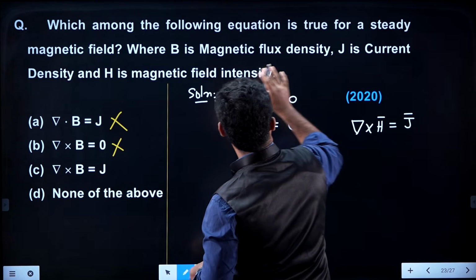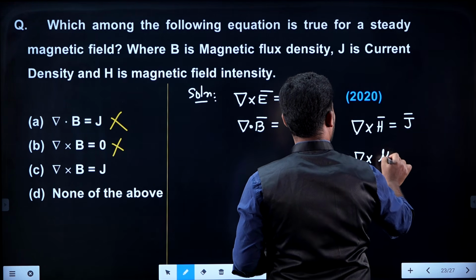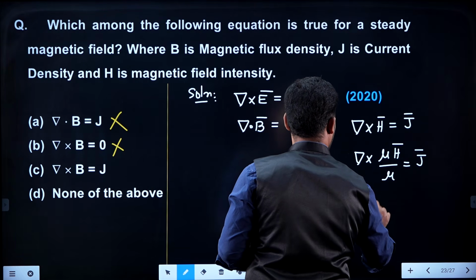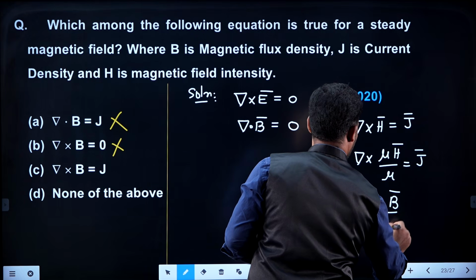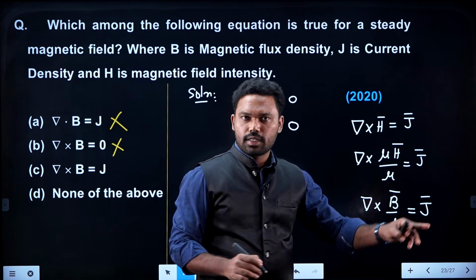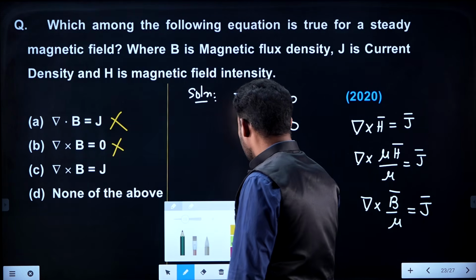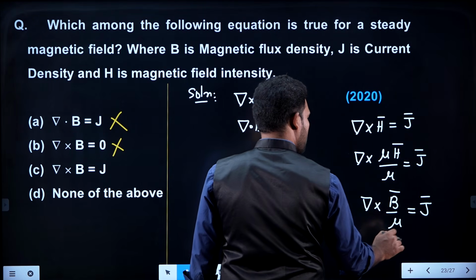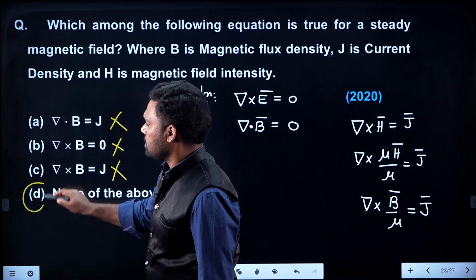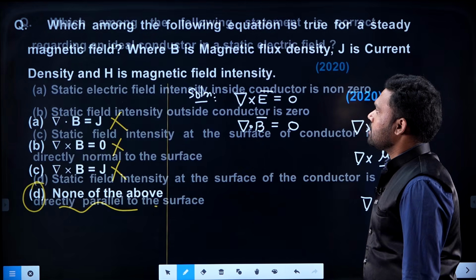See, he did not mention anything about the medium. So, you can make a modification here. If mu is constant, you can bring that one other side, but nothing is mentioned. But what I also said is curl of B is equal to J, it is a wrong statement. If at all this mu is a constant, curl of B will be equal to mu into J. So, this is a wrong statement. None of the above is the answer. Okay, fine. Let us have one more question.